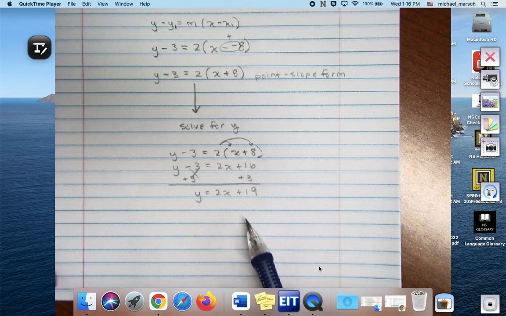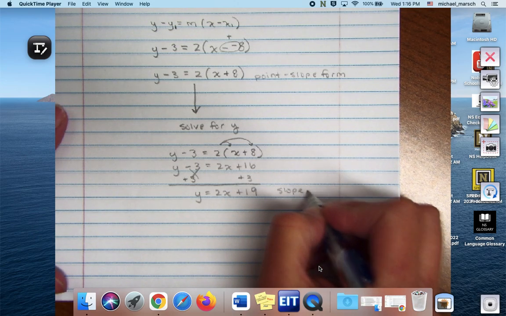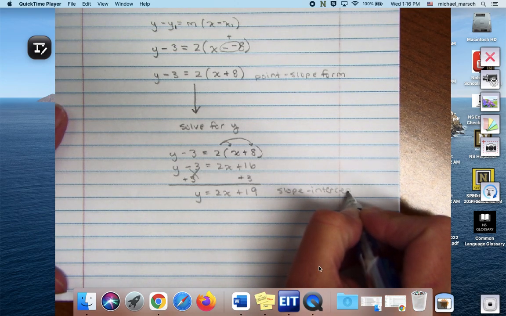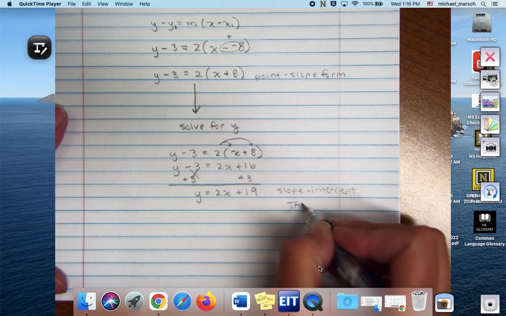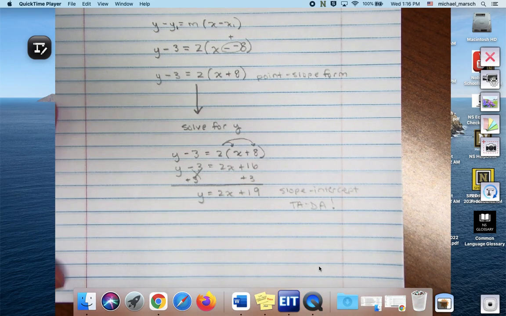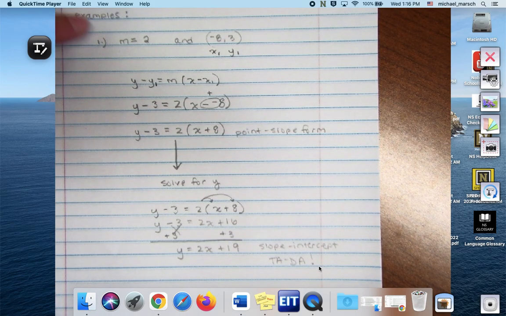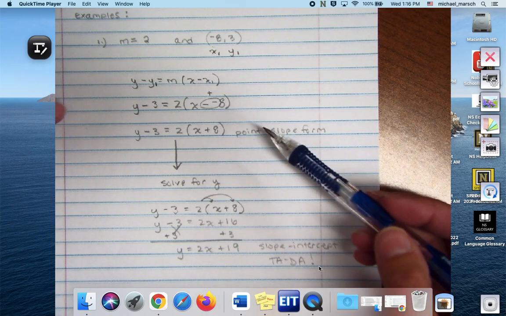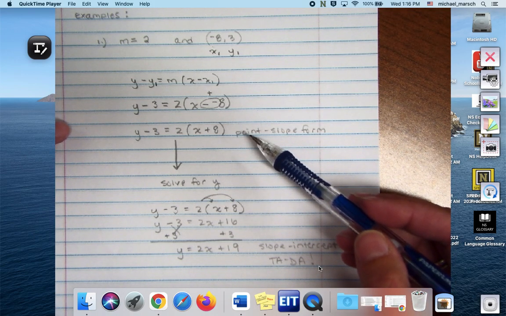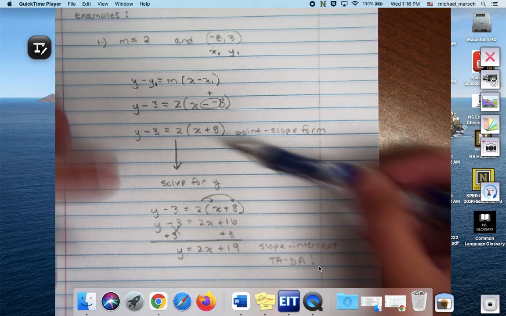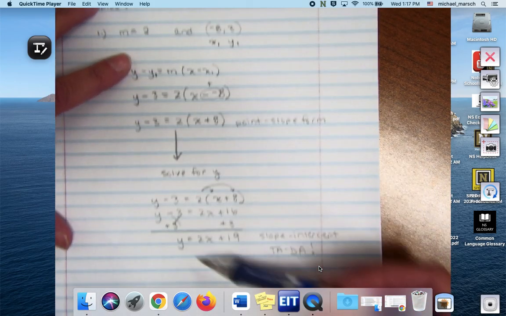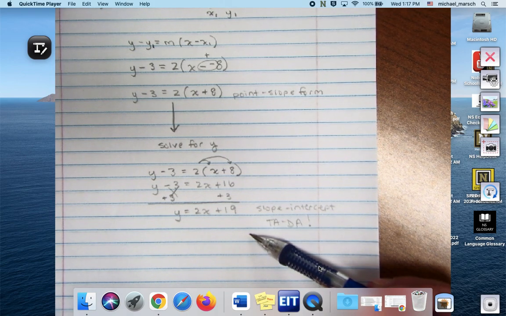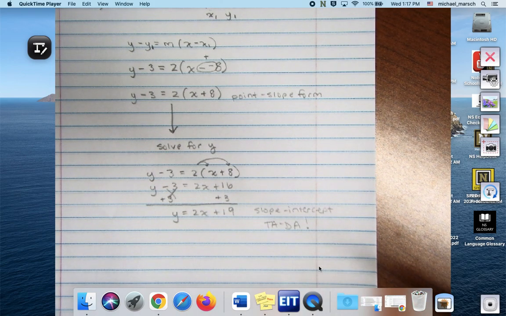What? Is this in slope-intercept form? Did you guys see what just happened there? This is so exciting. Right? So we took a slope and a point. We put it into point slope form. Then we did our magic and we transformed it into slope-intercept form. I know, right? So exciting.